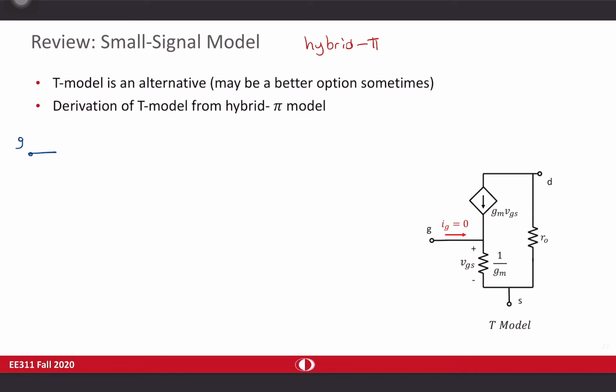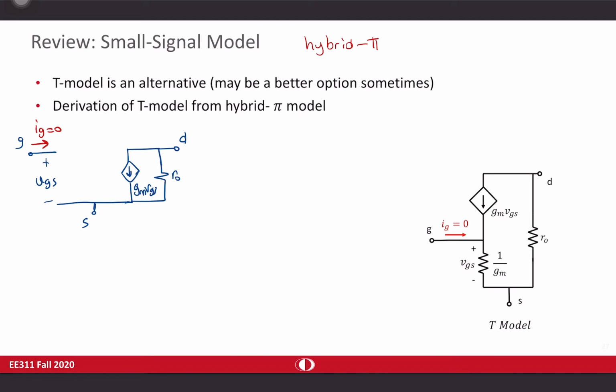This is gate. Always name the nodes. Do not forget it. It's a good habit to use the node names. This may save you from some potential mistakes. R0, GM, VGS, VGS, and drain. And in this model, of course, maybe it is redundant, but it's clear that the gate current is equal to 0. Okay.